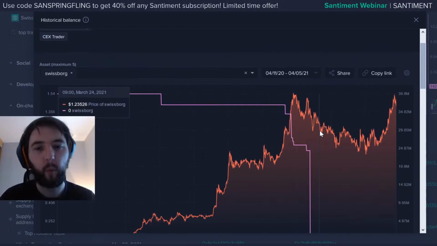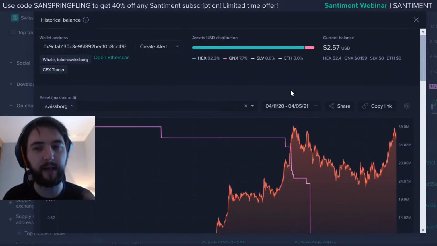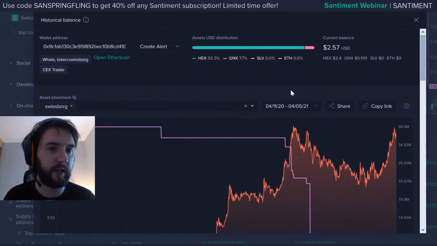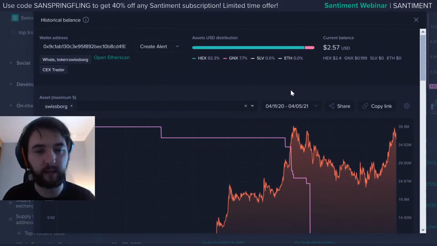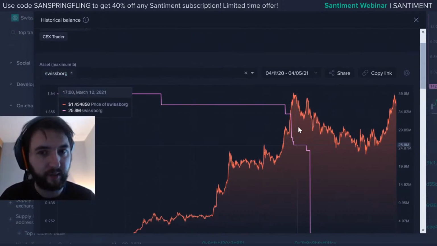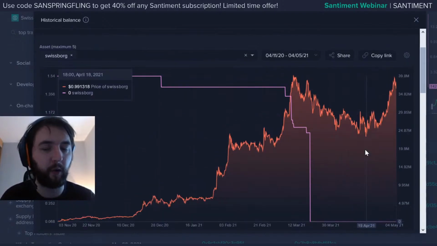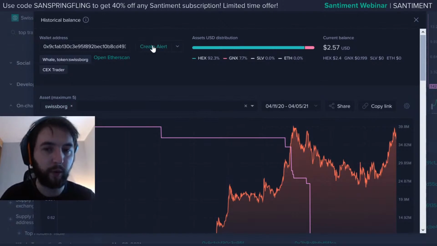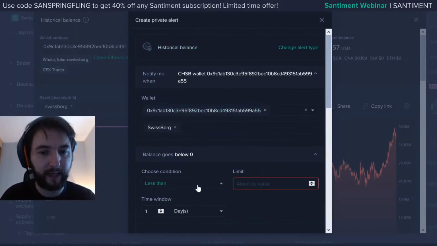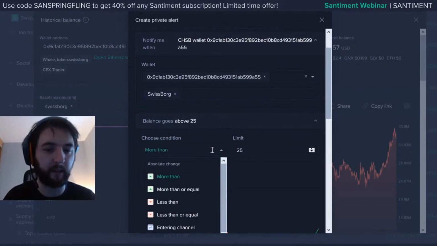So what can you do with these types of metrics that we have shown you, or how can you track particular moves of large addresses for your own sake? When it comes to identifying individual addresses like this one, there are two things that you can do. Given that this particular address currently holds no Swissborg at the moment, what you can do is create an alert for the next time the balance of this address goes above a particular limit.